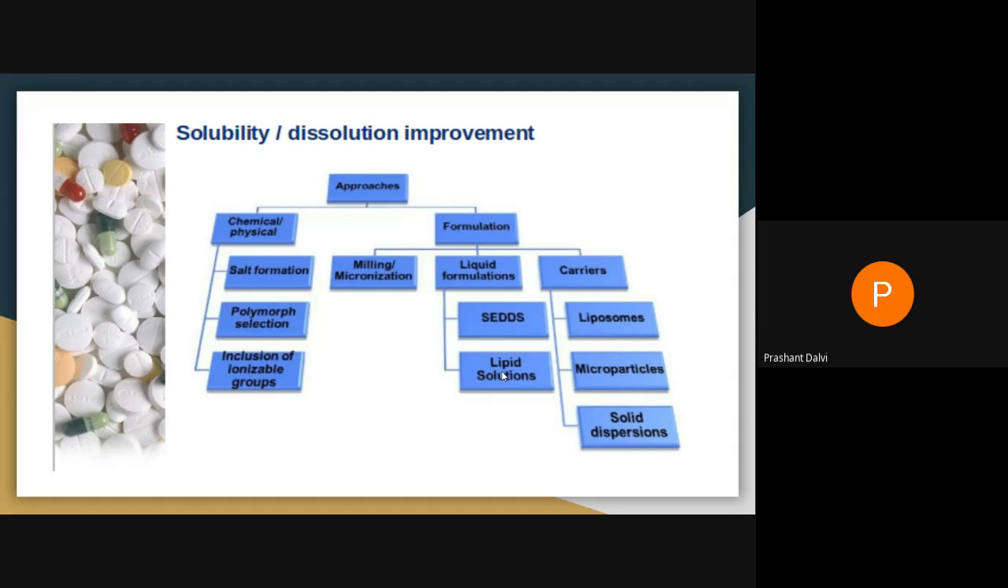In liquid formulations, lipid solutions are there. Self-emulsifying drug delivery systems are also there. In lipid formulations, the drug can easily cross these biological membranes. Micronization and milling are also one of the formulation approaches. And physicochemical properties, salt formation, polymorph selection, and inclusion of some ionized group into the parent structure will also help to improve the solubility of this new compound.